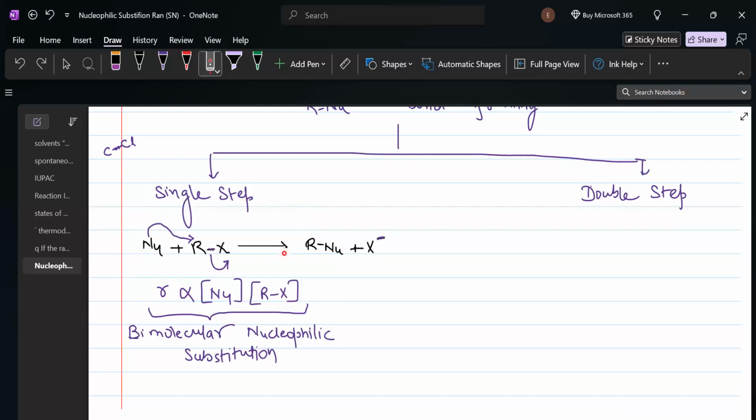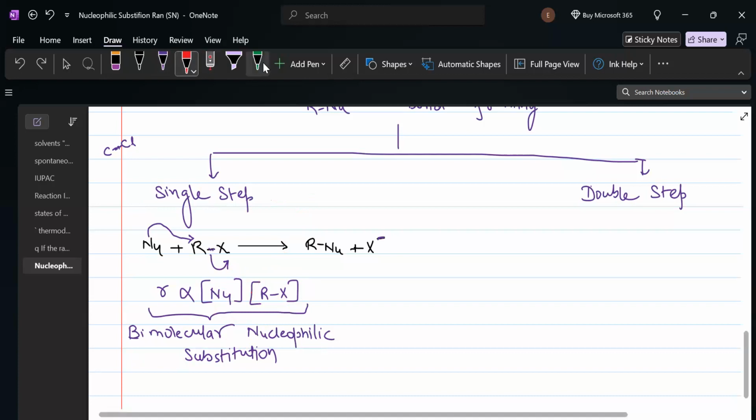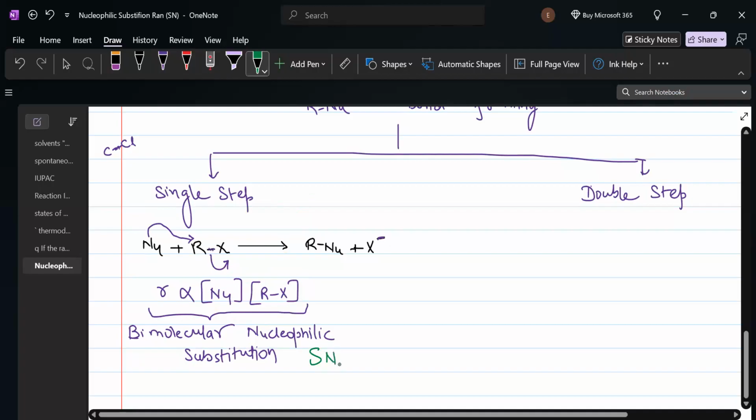Have you understood this? So this reaction rate depends upon this nucleophile and this substrate also. That is why it is called bimolecular nucleophilic substitution, and popularly known as SN2 reaction. Since the rate is dependent on two things, that is why it is called SN2 reaction.